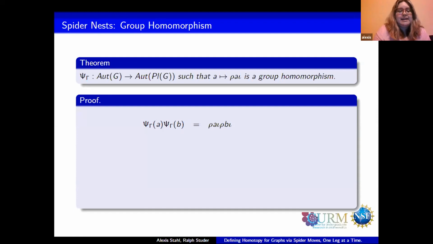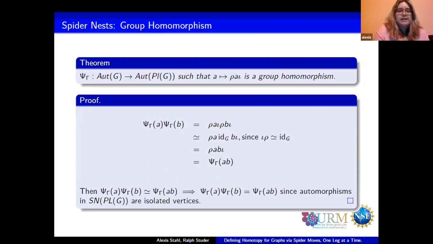So psi gamma A, psi gamma B would equal rho A iota, rho B iota by definition. And that is homotopic to rho A, the identity of G, B iota, since iota rho is homotopic to the identity of G, which then we get equals rho AB iota, which equals psi gamma AB. Therefore, we get that psi gamma A, psi gamma B is homotopic to psi gamma AB. And since all the automorphisms of spider nest pleat G are isolated vertices, they must be equal. Therefore, it is a group homomorphism.